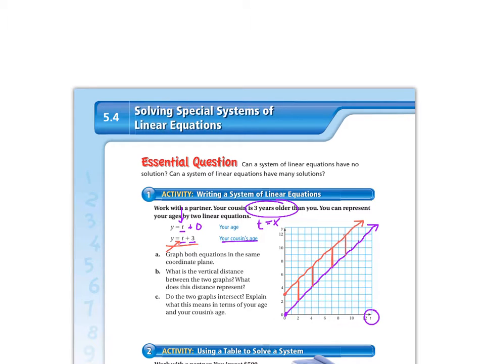So when it says explain what this means, we would say this has no solution, right? They don't intersect. Now, we've used the term no solution and many solutions before. This would be no solution. There's no answer. There's no age, and there's no time or age when your two ages will be the exact same. That cannot happen. Your cousin and you are never going to be the same age. He'll always be 3 years older.